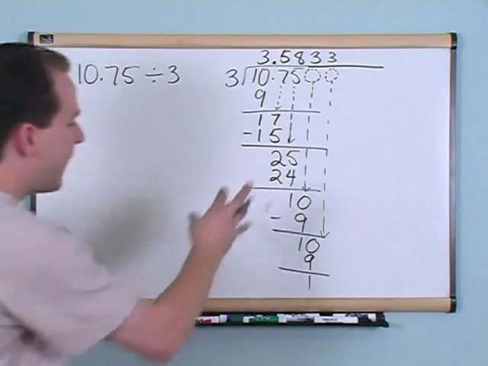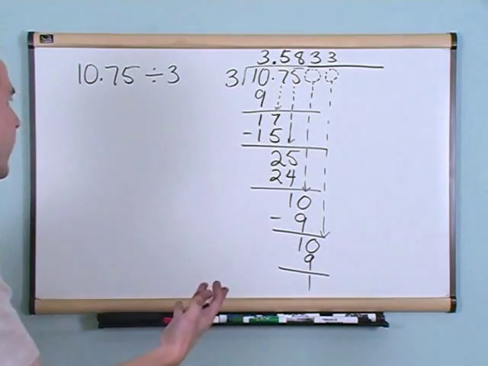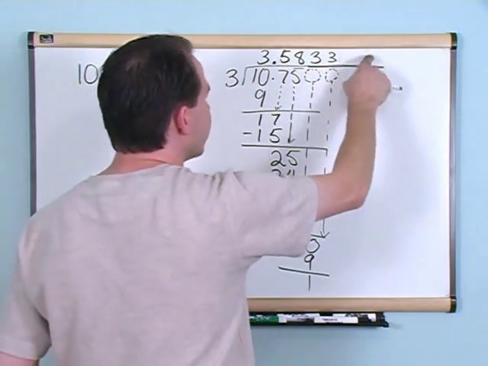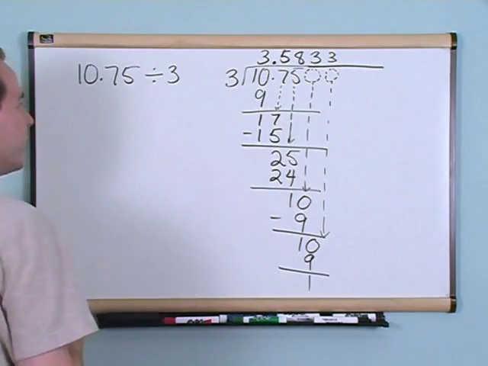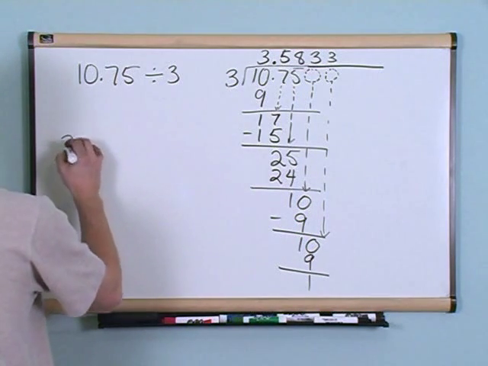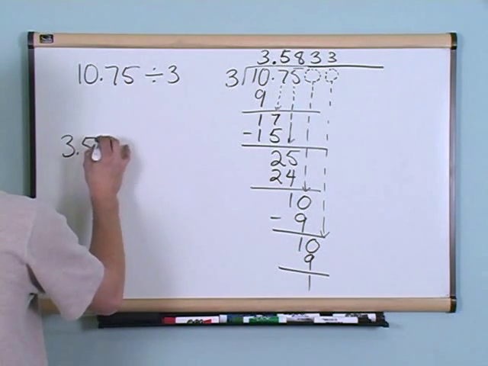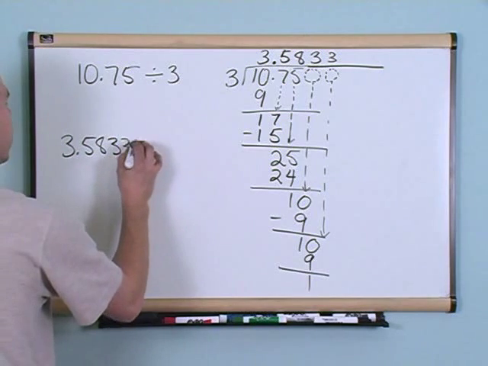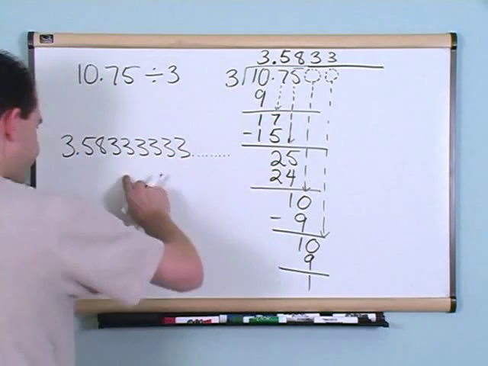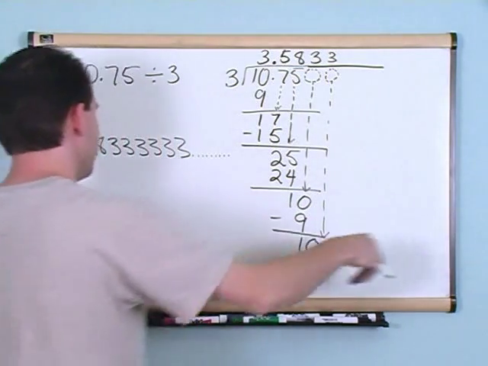So you can keep adding zeros all you want. You're never going to get anywhere, okay? So you can see I keep putting 3's up here because that's exactly what the answer is going to be because of this problem with the 10's down here. So the answer to this problem is going to be 3.58333333. It goes on. And 3's go out forever.